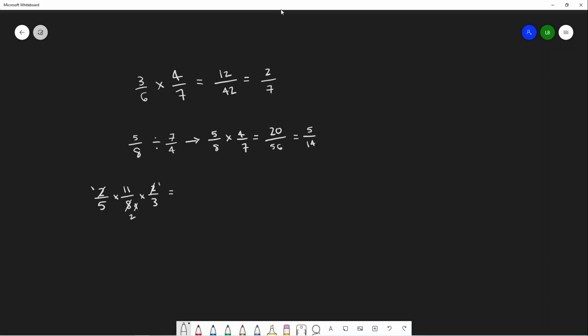If we follow the same rules as above, for the numerators of the first, second, and third fractions, we have 1 times 11 times 1, so we have 11 for the numerator. In the denominator, we have 5 times 2 times 3: 2 times 5 is 10, times 3 is 30. So we have 11 over 30. As you can see, this cannot be simplified any further, because we simplified it before we multiplied it.